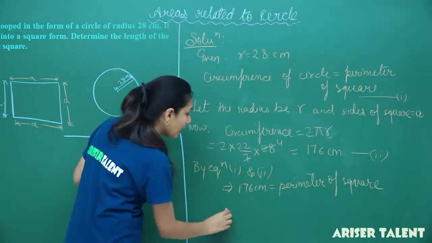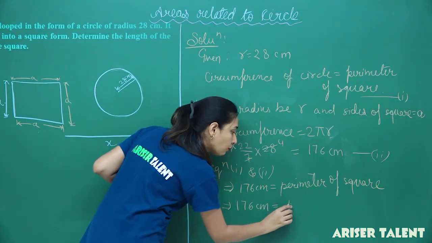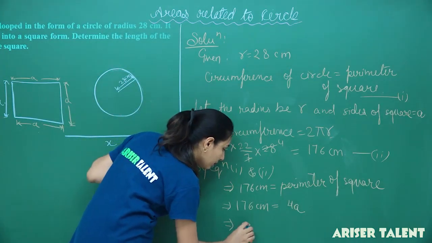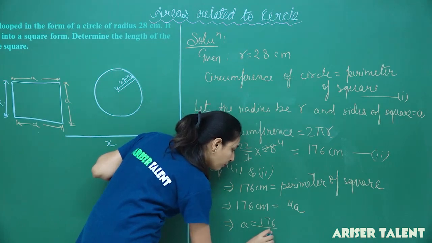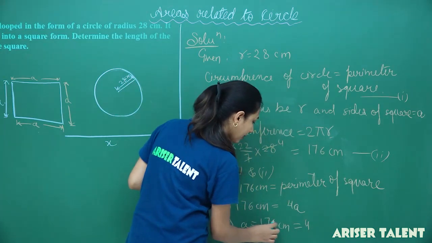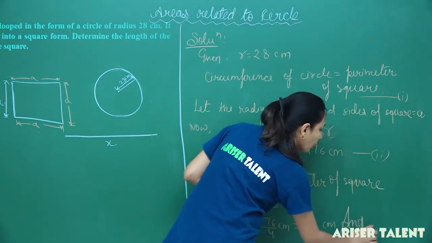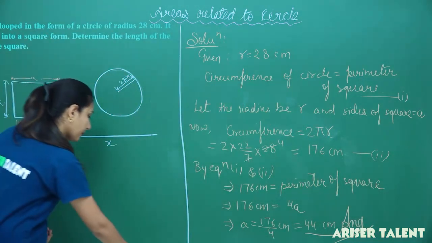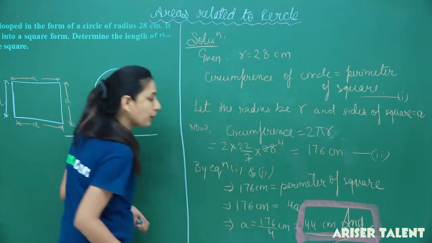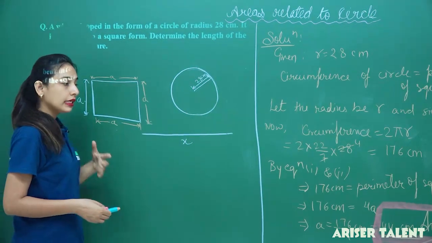So the perimeter of the square will become what? 176 centimeter equals what? 4A. I have told you how. So the value of A will be equal to what? 176 by 4 centimeter, isn't it? And that will be what? 4 times and 4 times again. So 44 centimeter will be the side of the square, and that will be your final answer, students. So the length of the side of the square will be 44 centimeter.